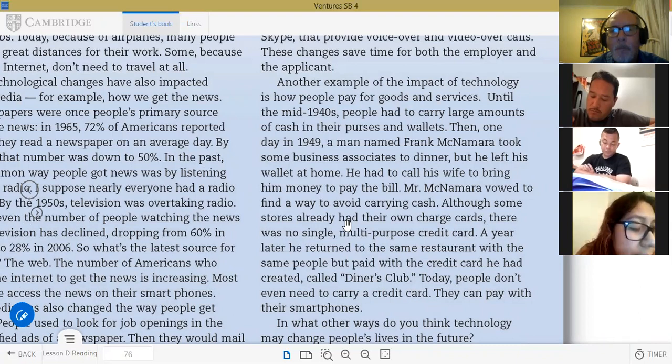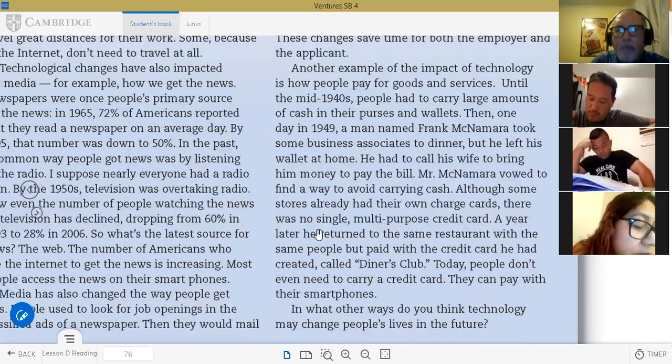Then one day in 1949, a man named Frank McNamara took some business associates to dinner, but he left his wallet at home. He had to call his wife to bring him money to pay the bill. Mr. McNamara vowed to find a way to avoid carrying cash. Although some stores already had their own charge cards, there was no single multi-purpose credit card. A year later, he returned to the same restaurant with the same people, but paid with the credit card he had created, called Diners Club.